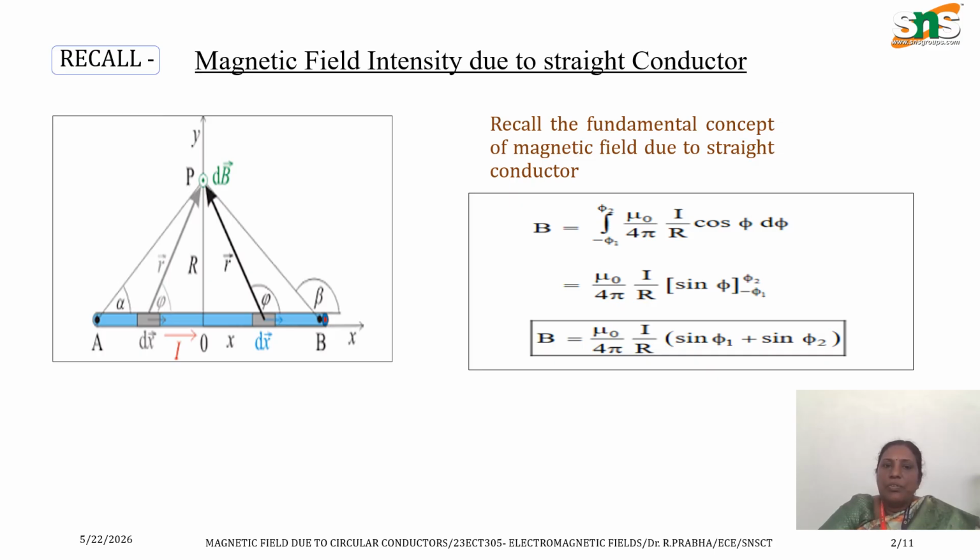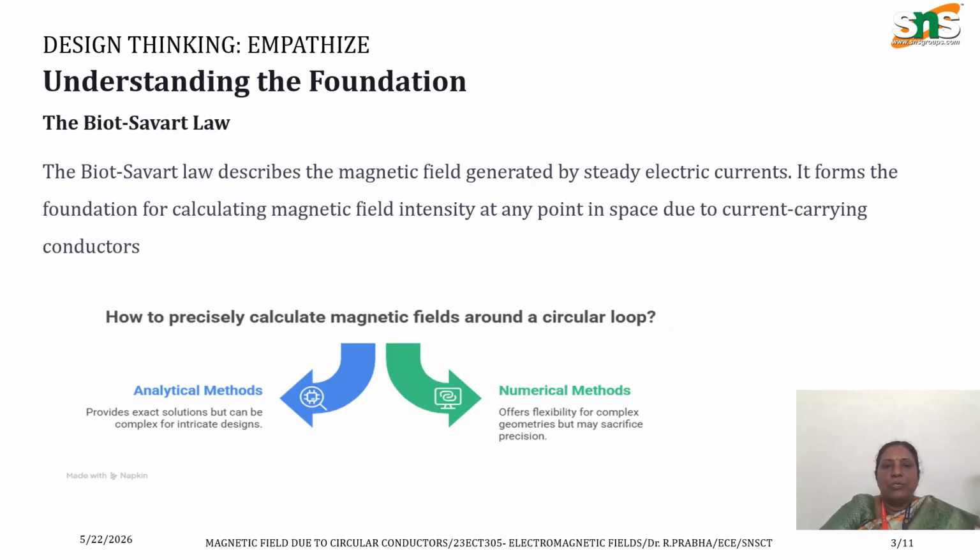In the last video, we saw the calculation of magnetic field intensity due to a straight conductor. We took a straight conductor of length L placed at the origin, and at a distant point P, we calculated the magnetic field using Biot-Savart's law. We found that the magnetic flux density B due to a straight conductor is mu naught divided by 4 pi, 1 by r, sine phi 1 plus sine phi 2. In today's topic, we are going to discuss the calculation of magnetic field intensity for a circular conductor.